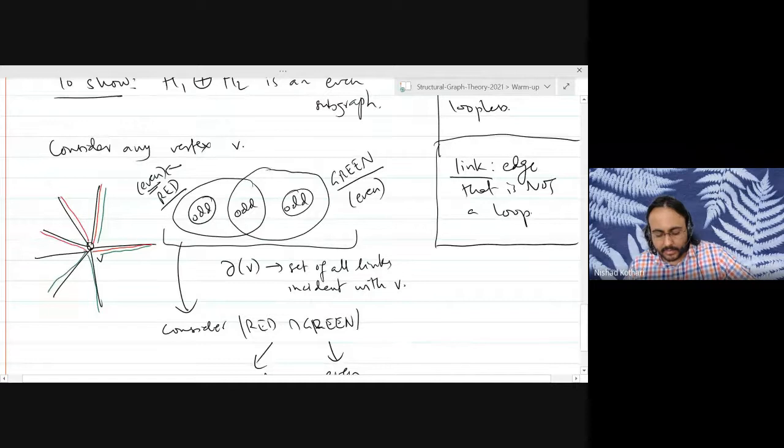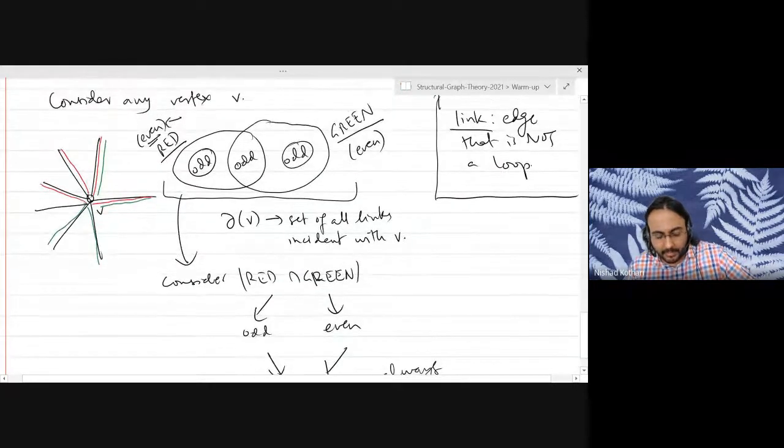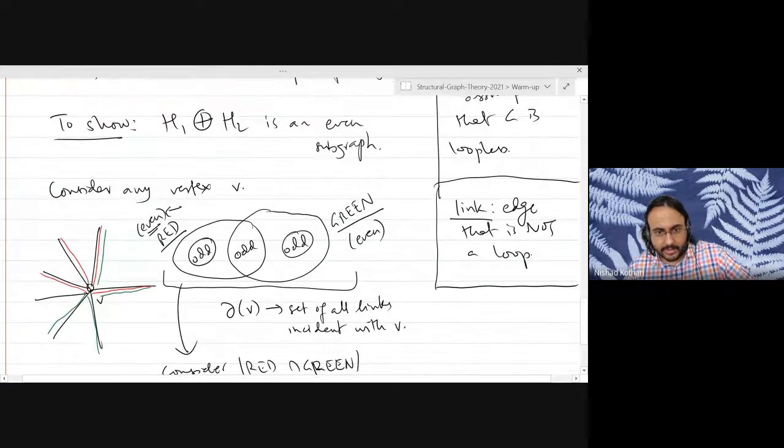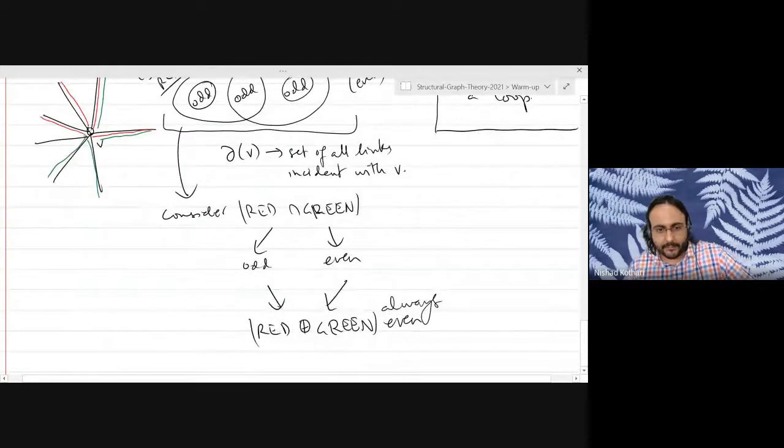Right. So notice that I did not write down everything like you would write in a proof, which is what I did last time. But basically, all the ingredients are here. We are looking at a vertex. We are defining the red and green sets based on H1 and H2. And we are proving that the symmetric difference, if you look at this particular vertex, is even, which means at every vertex, you will have an even number of red symmetric difference green edges.